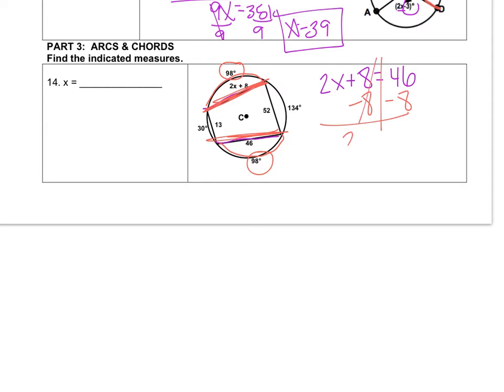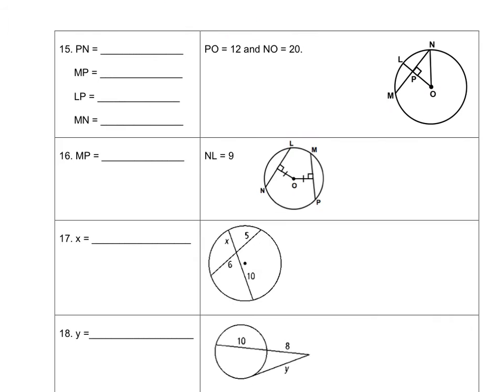Okay, make sure you look over all of your theorems for your test. So 46 minus 8 is going to give you 38. Okay, divide by 2 on both sides, and you're going to get x equals 19. Okay, make sure it's asking for x, and this problem is.